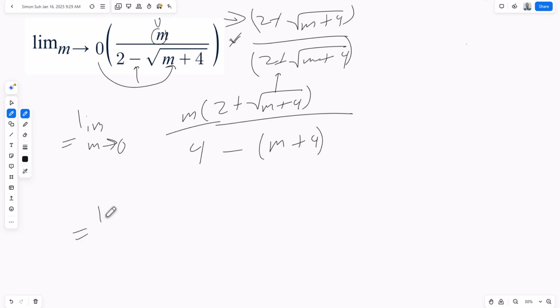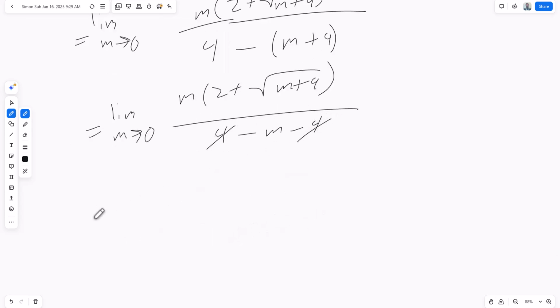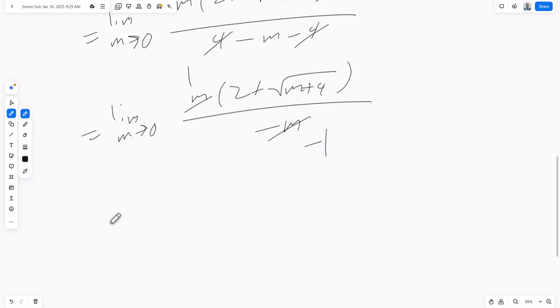So we'll have the limit as m approaches 0 of m times 2 plus root of m plus 4, and we'll have 4 minus m minus 4 on the bottom. The 4's cancel out, and we have just the limit as m approaches 0 of m times 2 plus root of m plus 4 over minus m, and the m's cancel out. This becomes 1, this becomes negative 1, and then we have the limit as m approaches 0. We can multiply the negative 1 into the numerator, and it'll be minus 2 minus root of m plus 4.